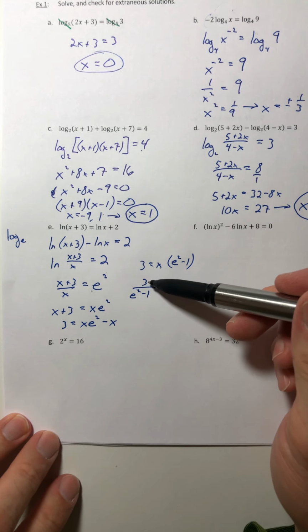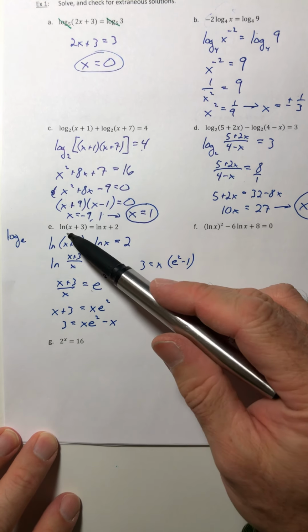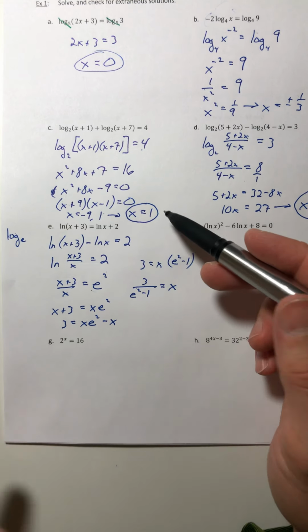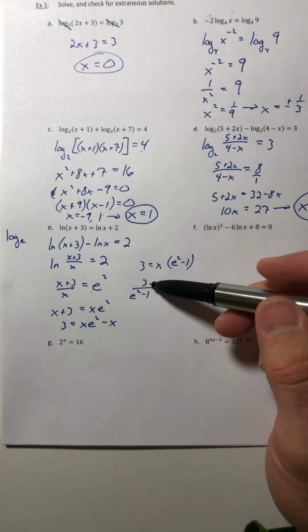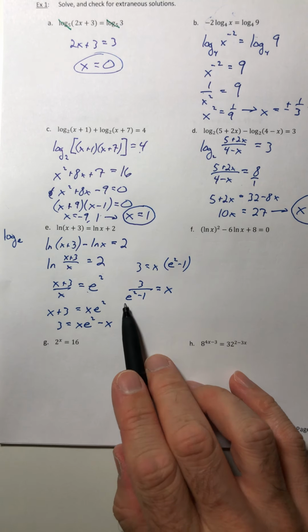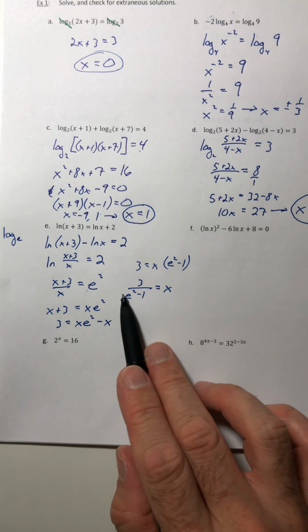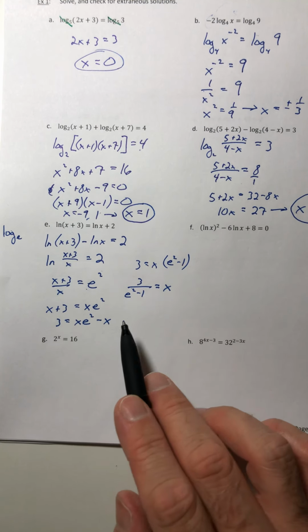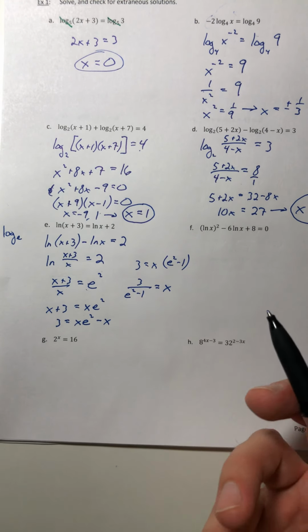Okay, and you guessed it, we still have to check our answer and make sure that it gives us a positive result. So how do you know if you can't use a calculator? We kind of have to reason our way through it. So e squared minus 1, that's going to be a positive number because e is about 2.7. So if I squared that and subtracted 1, that's going to give me a positive.